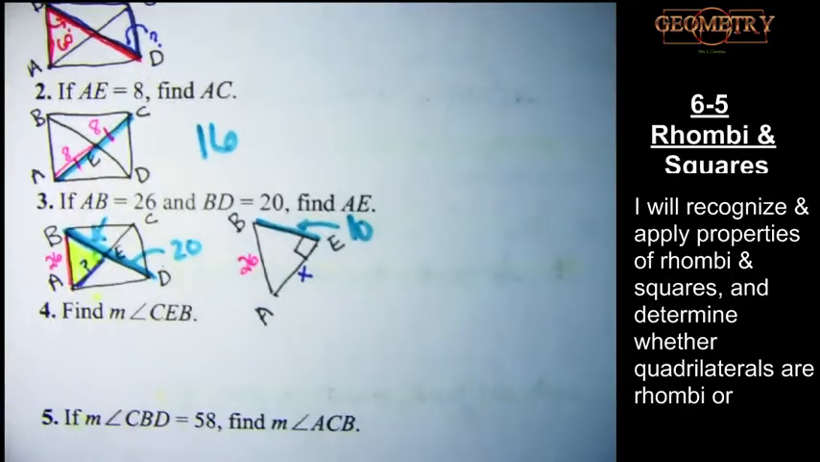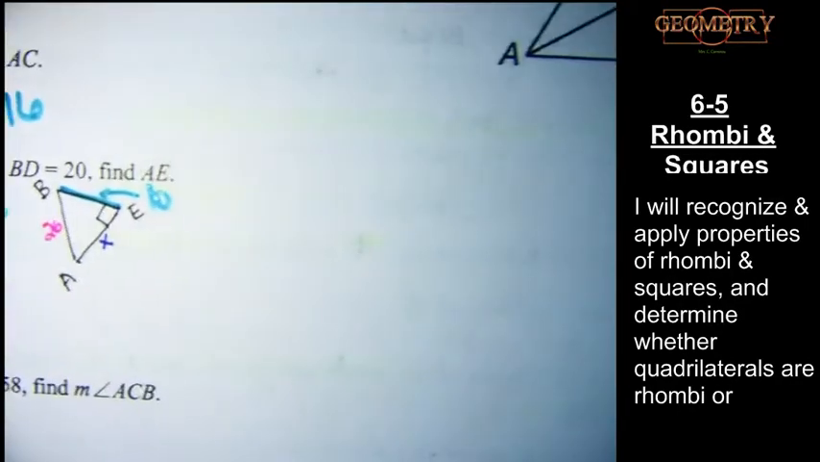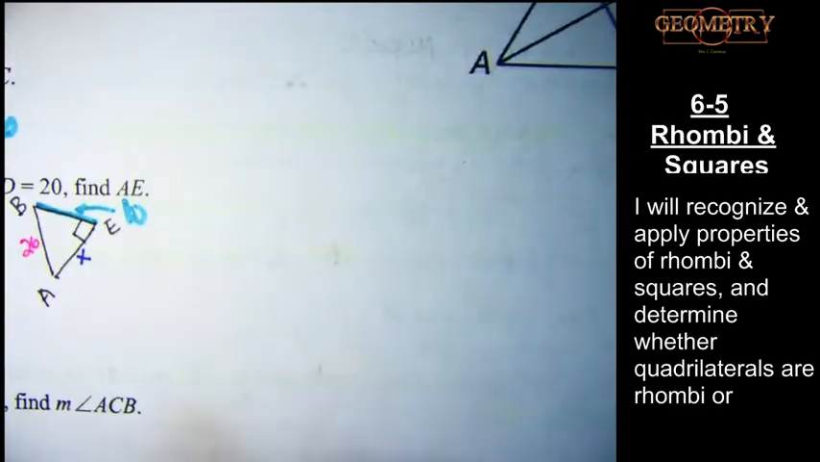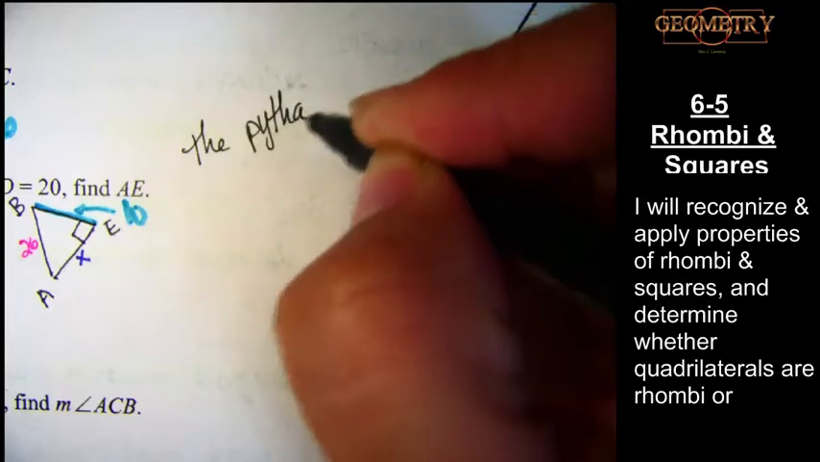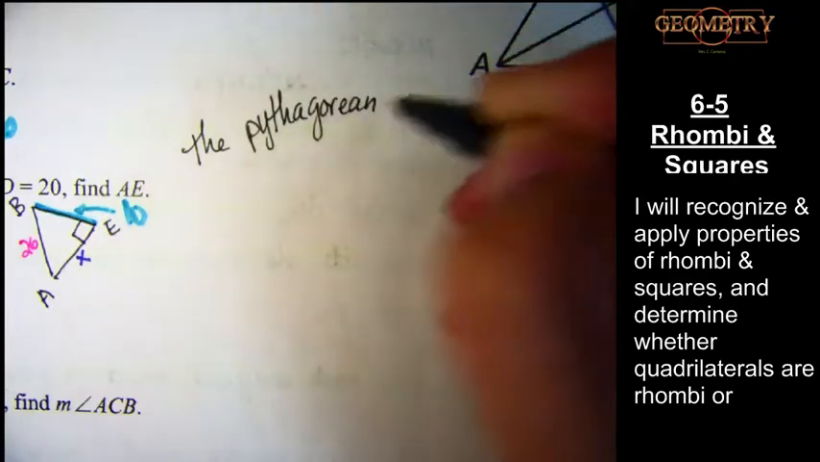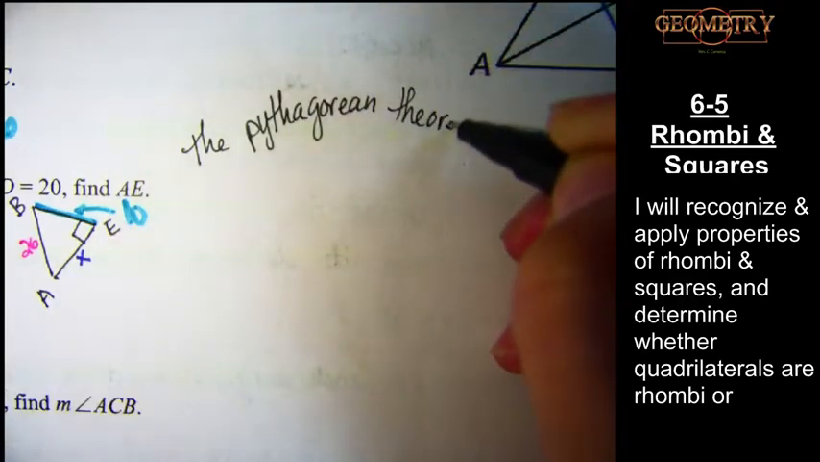So now I can use the Pythagorean Theorem. I'm going to ignore the rhombus, and I'm going to look at just this right triangle, and I'm going to use the Pythagorean Theorem. Do y'all remember what the Pythagorean Theorem was?